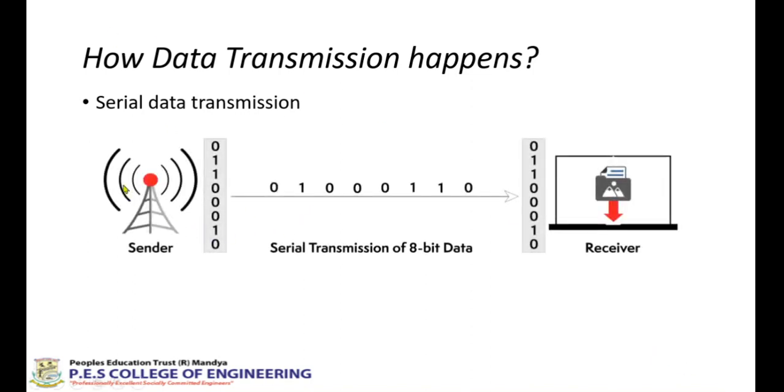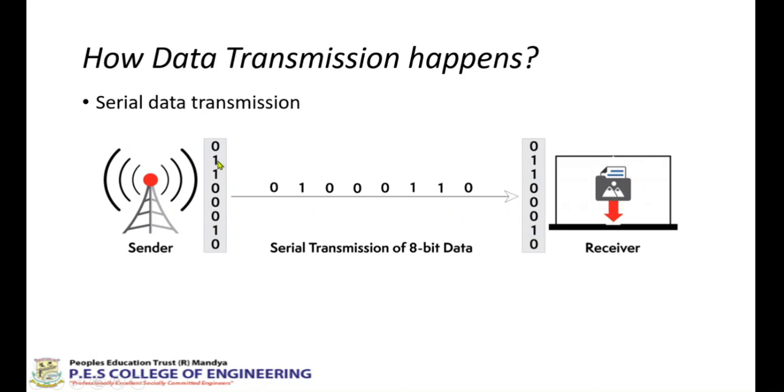if you think this is my sender and this is my receiver, basically the sender has the bits at its transmitting end, and it will be transmitting a single bit at a time serially. So let's say 0, it will be applying it to the channel first. The channel might be a wire or any wireless medium. So this is the channel and this is the receiver.